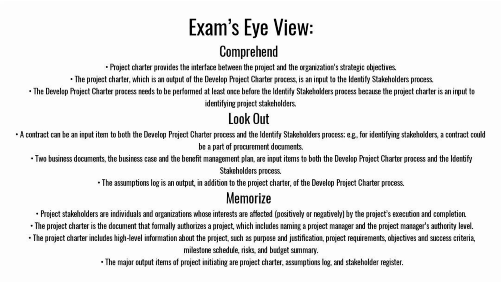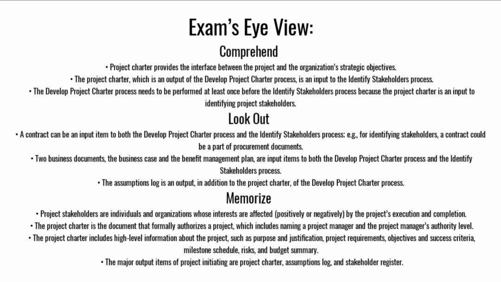Look out. A contract can be an input item to both the develop project charter process and the identify stakeholders process. For example, for identifying stakeholders, a contract could be a part of procurement documents. Two business documents, the business case and the benefit management plan, are input items to both the develop project charter process and the identify stakeholders process. The assumptions log is an output, in addition to the project charter, of the develop project charter process.